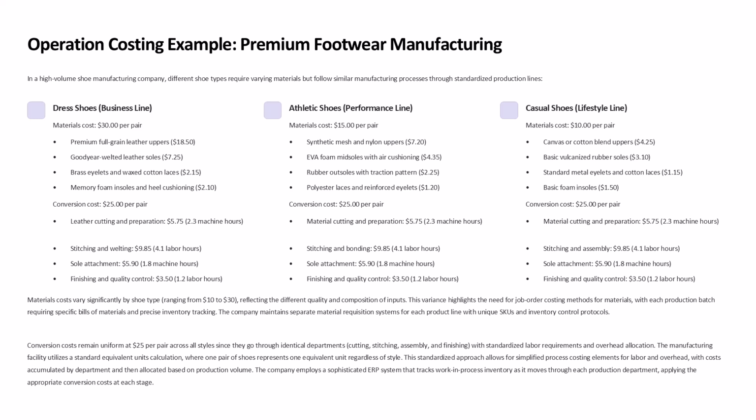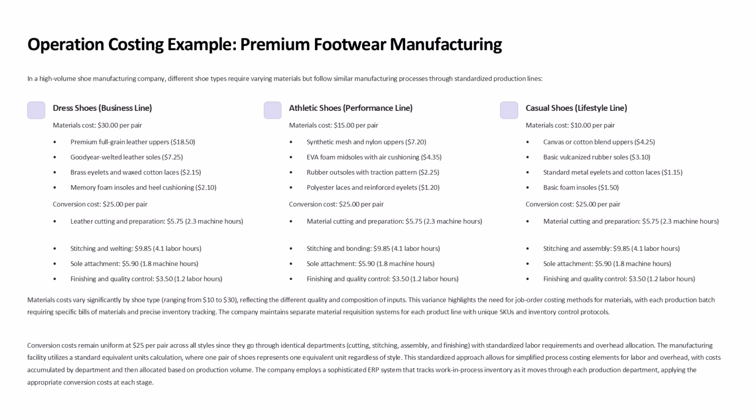Materials costs are tracked by specific batch, like job order costing, perhaps $30 per pair for dress shoes, $15 for athletic, and $10 for casual. Conversion costs are applied uniformly using process costing principles, perhaps $25 per pair for all styles based on department costs and equivalent units.